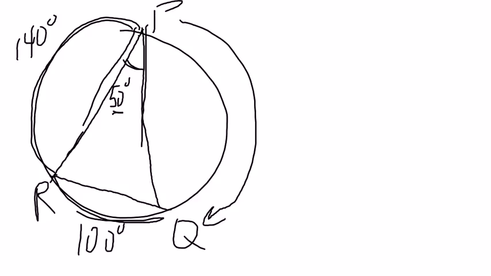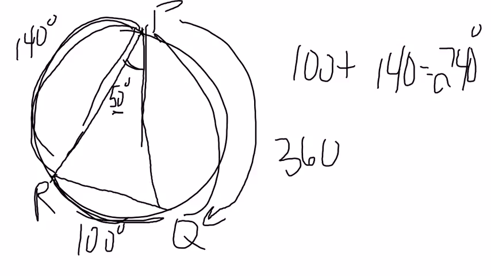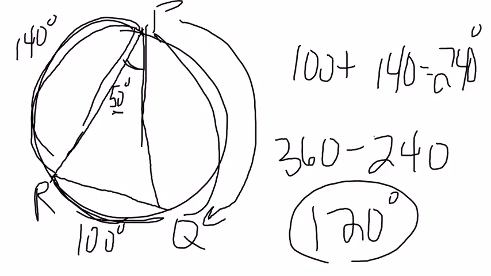And so I just need PQ. Now, I know these two, which are right next to each other, so the total of that is going to be 240 degrees. All right? And so the rest of the circle, remember, is just going to be the difference from 360. So I just take 360 and subtract 240, and I get 120 degrees, and that's my answer. So it's D.